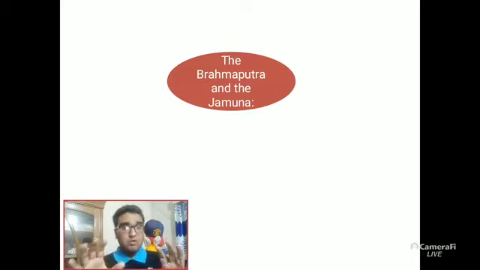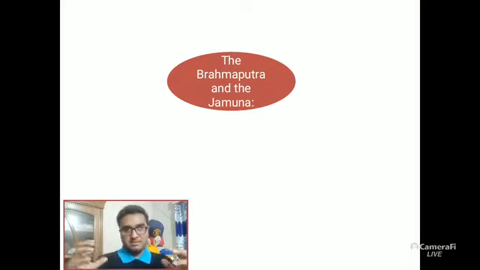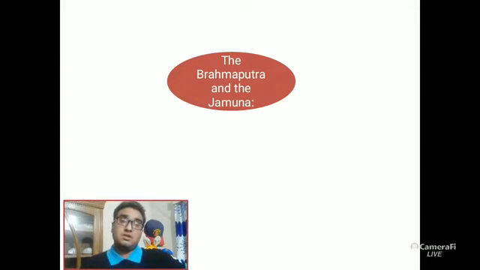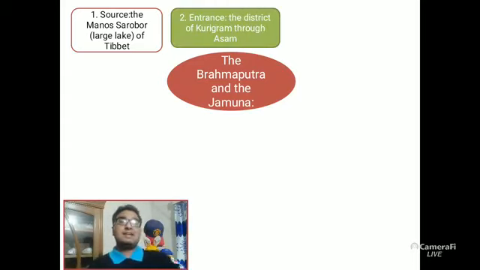So now we are going to know some information, and this information will be useful and necessary to write about both the Brahmaputra and the Jamuna. First of all, the source. The Brahmaputra has originated from the Manasarovar of Tibet. So what is Manasarovar? Basically, Manasarovar is the name of a large lake. Number two, entrance. It enters the district of Kurigram through Assam.